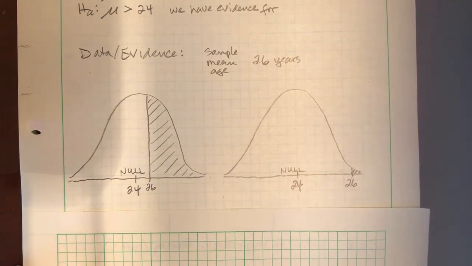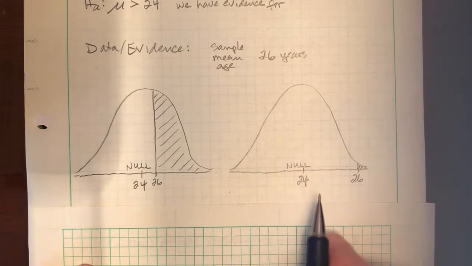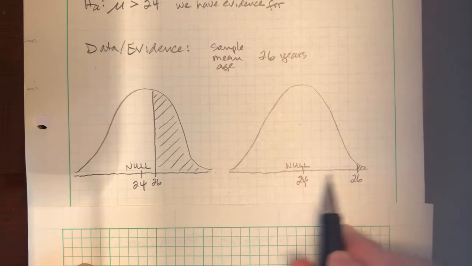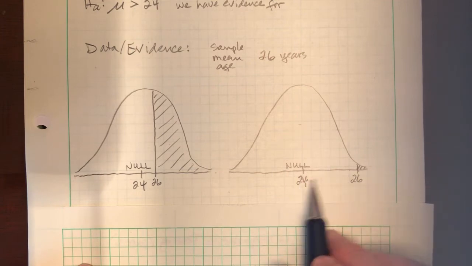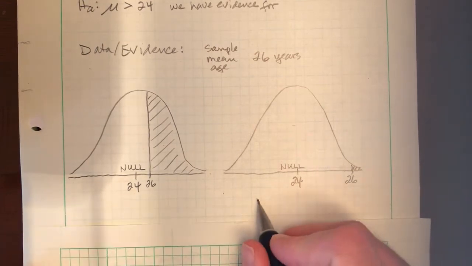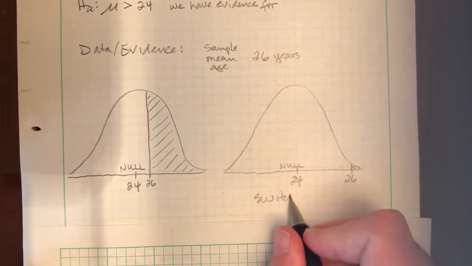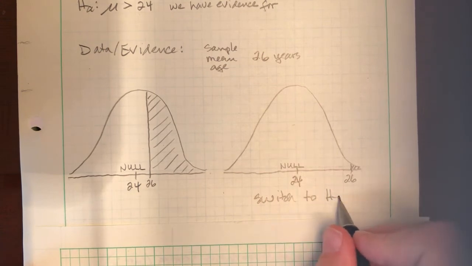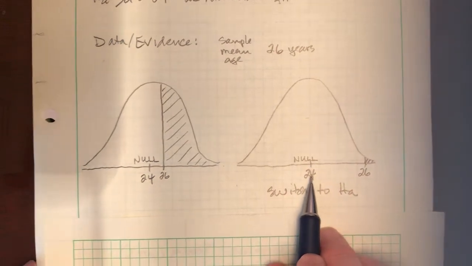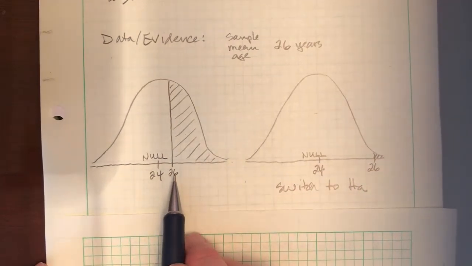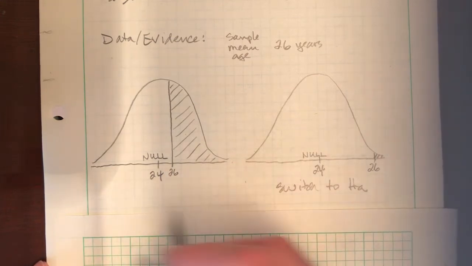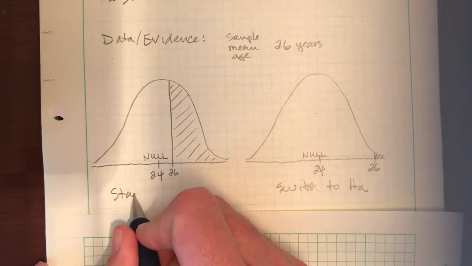Well, here's my answer. If my actual evidence is so far away from the mean that it's clearly not an accident that this could have happened, this is the time that we would switch to the alternative, because that evidence is very strong that it couldn't be 24. Or on the other hand, in this image, if 26 is actually kind of close to 24, we would probably be better off staying with the null.